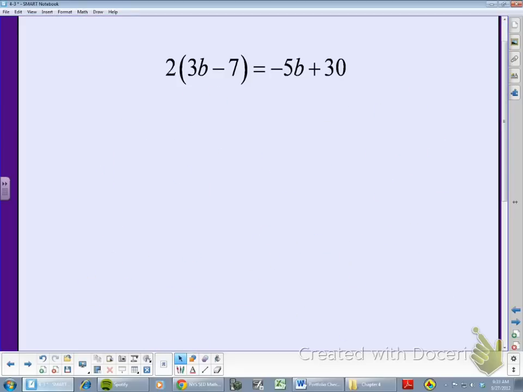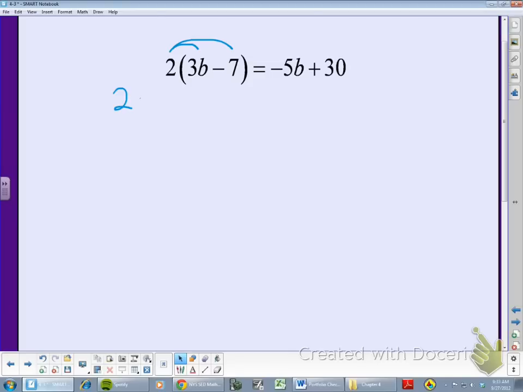Okay, now our next problem actually looks like it's a little easier than the last problem. So again, ask yourself, is there anything that you can do to clean up the sides before you start adding and subtracting from either side? On the right-hand side, I can't add those two terms together, so that's all set. But on the left-hand side, I can distribute that 2 in. So let's go ahead and do that.